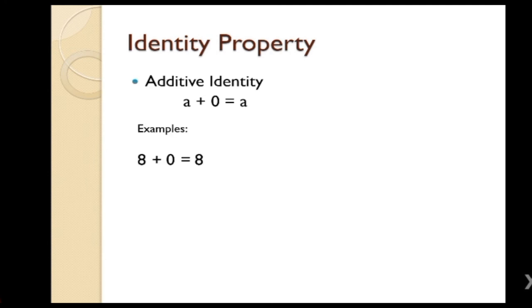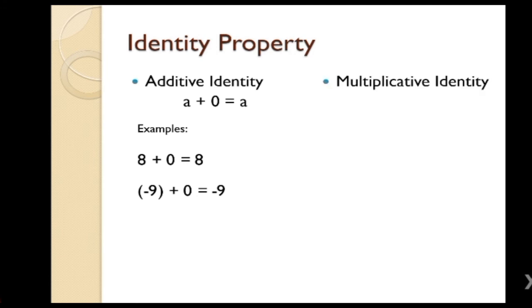Okay, next we have the identity property. So, for the additive identity, any number added to 0 will be the number itself. So, yung 0, hindi makakaapekto dun sa value ng given number. So, example, if we have 8 plus 0, that is equal to 8. Negative 9 plus 0 is equal to negative 9.